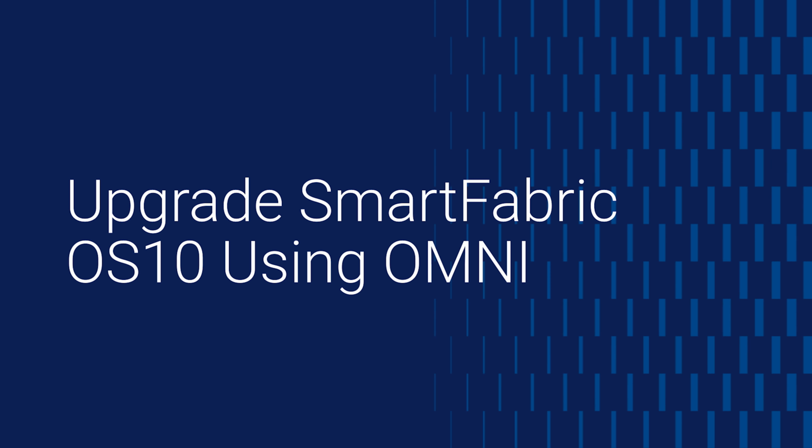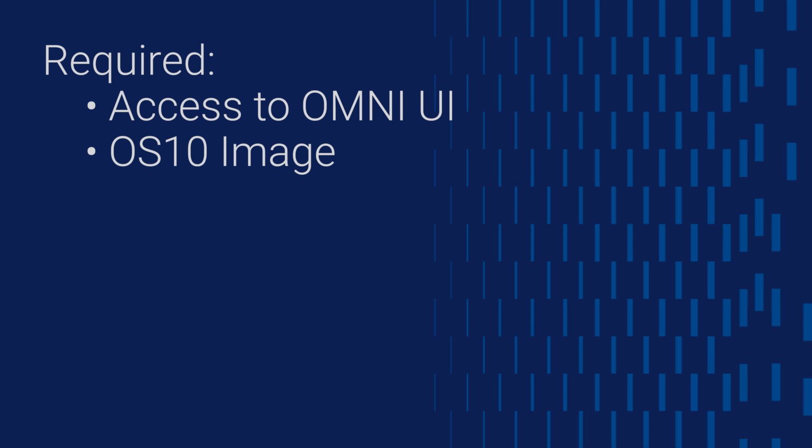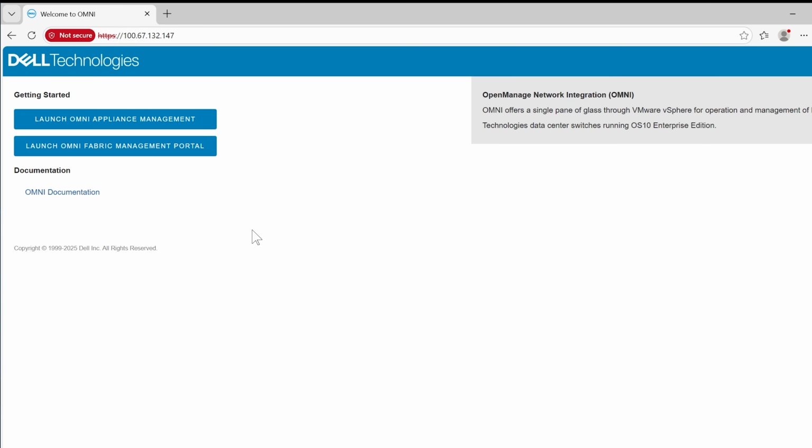Here's how to upgrade SmartFabric OS10 using OMNI. You'll need access to the OMNI UI and an OS10 image. Open the OMNI UI by entering the VM IP address in your browser, then launch the Fabric Management portal.